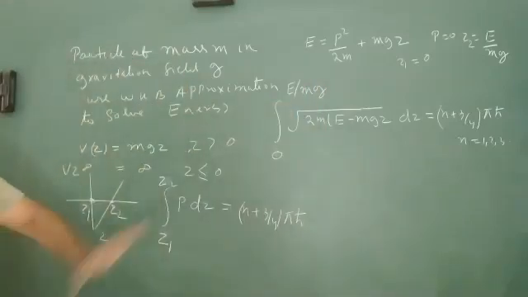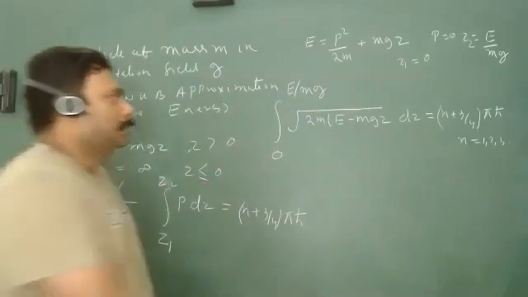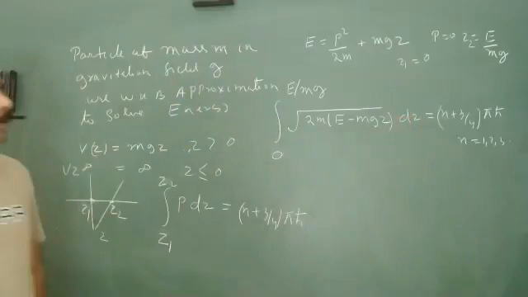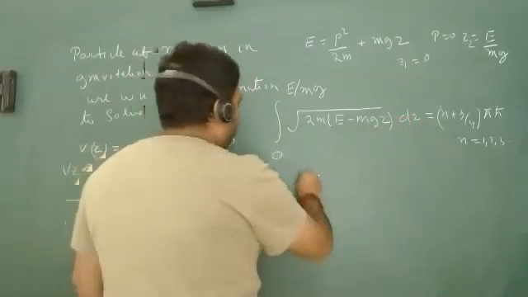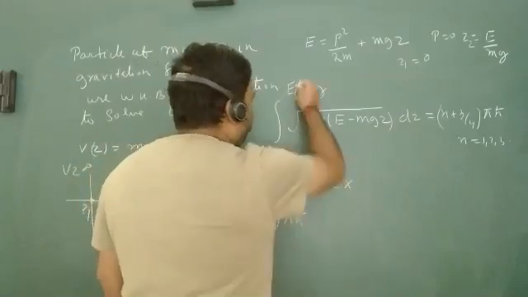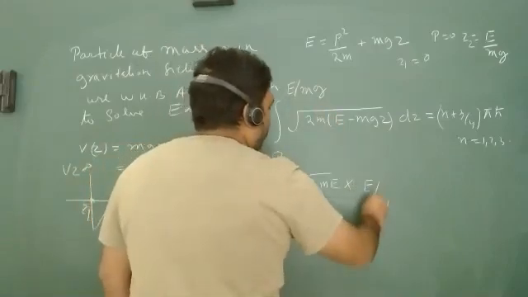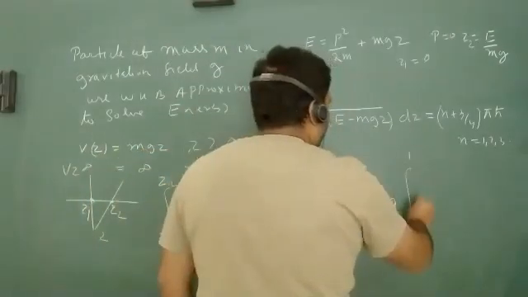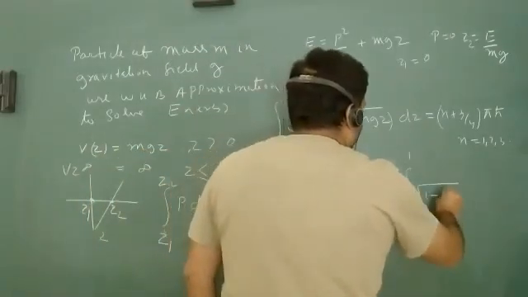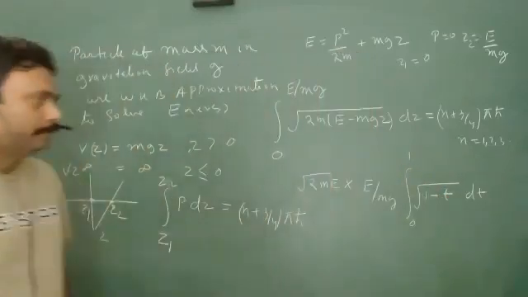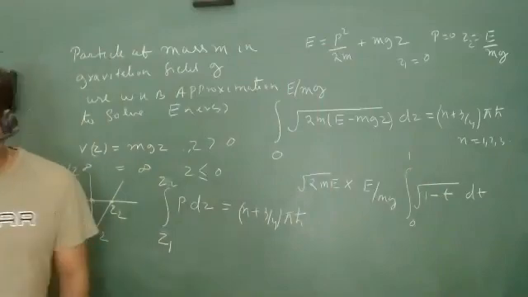Now, can I write directly what should be my value? How will we approach this? So first I will take root under 2me, then you have this number e upon mg, and you have this integration 0 to 1 minus t dt. That's it. Isn't it? What did we do?